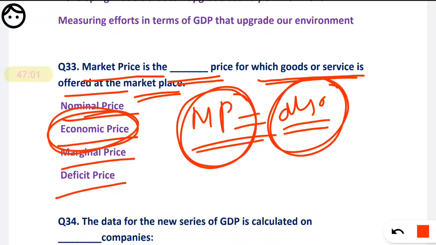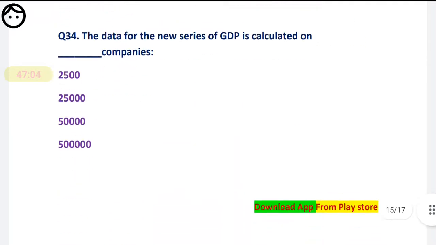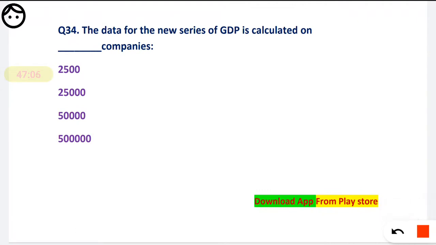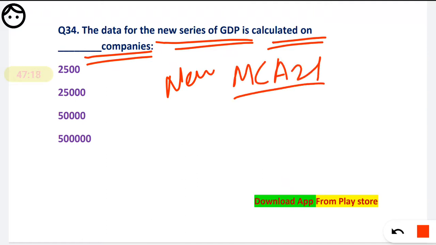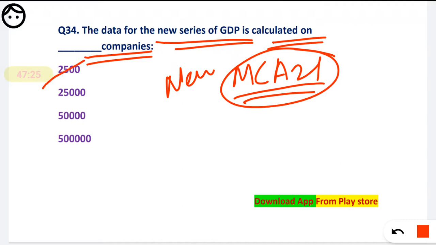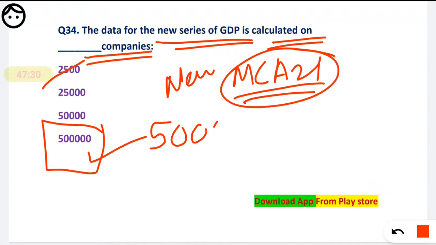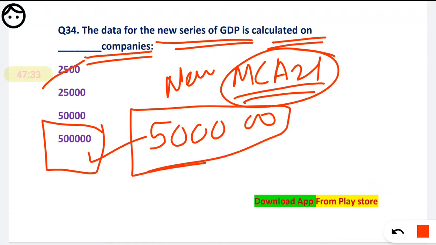Okay, it is also called the economic price. Now question number 34: the data for the new series of GDP is calculated on dash dash company. That means in the new series, what is the new series? We have discussed, it is Ministry of Corporate Affairs 21. In that, how many companies' data has been compiled for the GDP calculation? Previously it was 2,500, but right now the government is taking into account 5 lakh companies' data for computing the GDP. So remember just the figure 5 lakh.